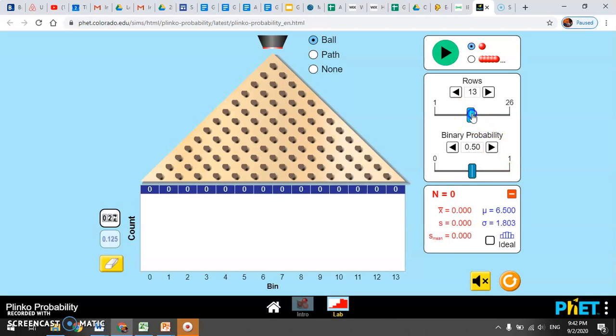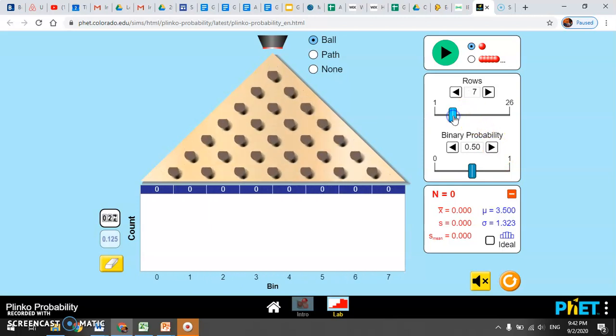Okay, so I'm going to make the rows a little bit less. And here we can change the probability. Now this is key to this, because when we begin and a ball hits a peg, it can go left or right. And the chance it goes left is 50%, and the chance it goes right is 50%.